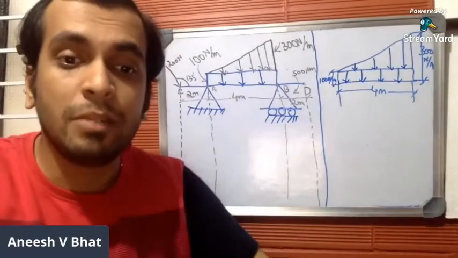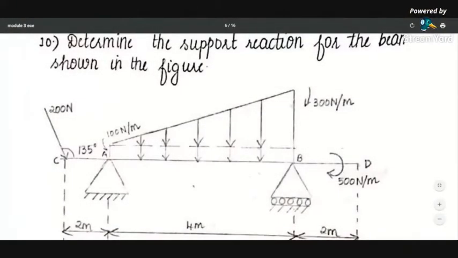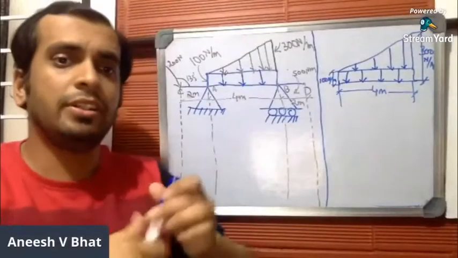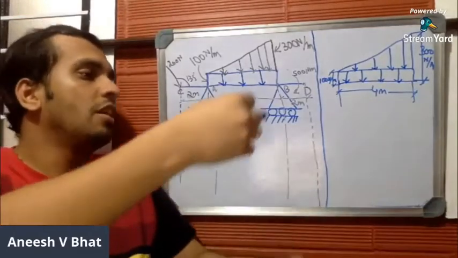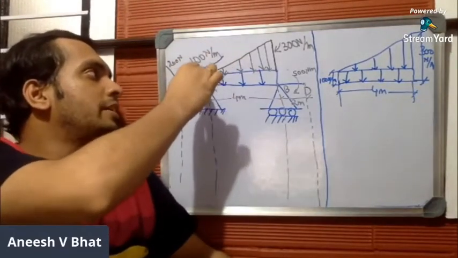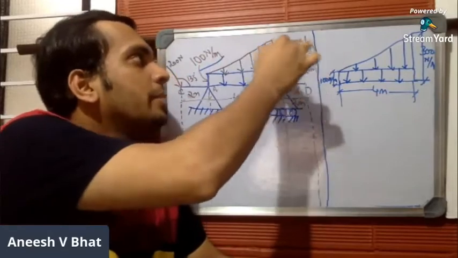This is problem number 10 in your notebook. Determine the support reaction for the beam shown in the figure. This is the question given to you. If you just observe the rate of load distribution, it's given as 100 Newton per meter here and 300 Newton per meter here.